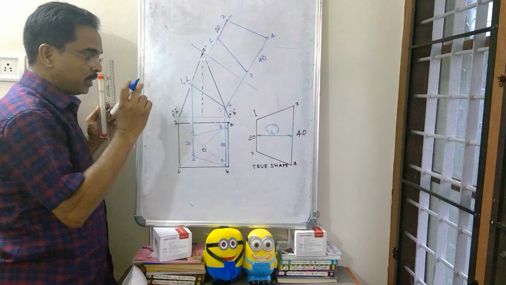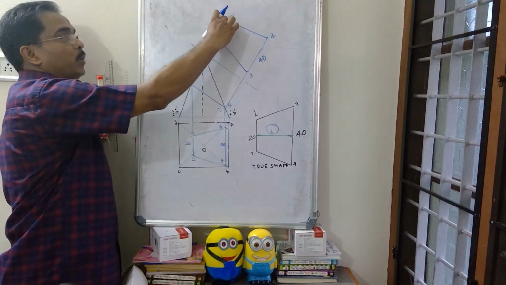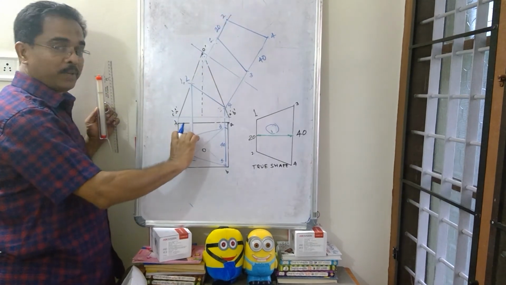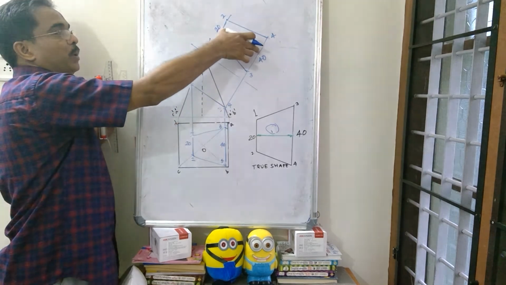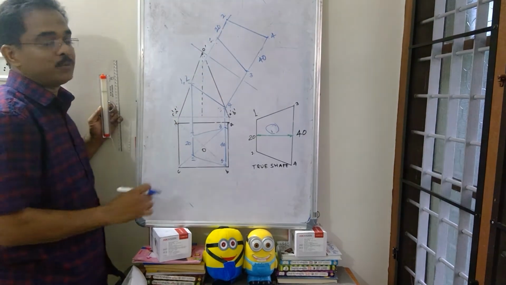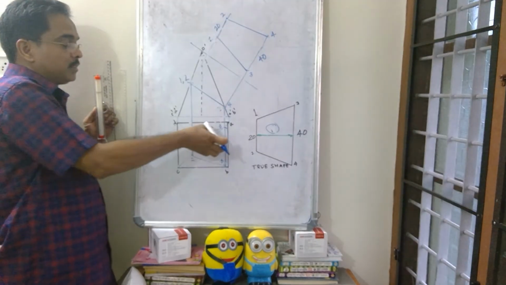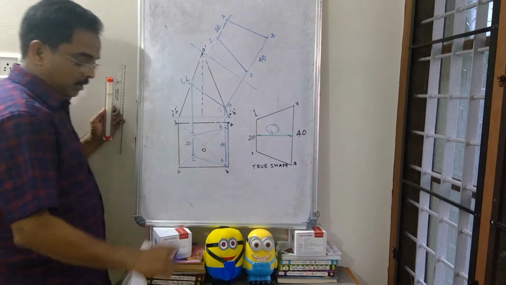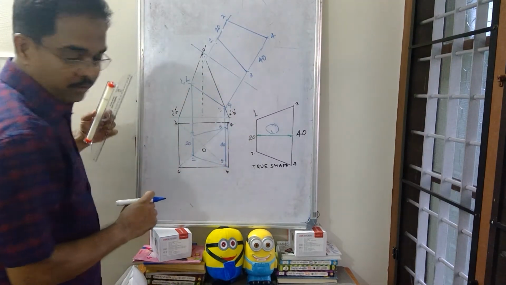So this is why I told you, whatever distance comes in the plan will be equal to the height, and whatever distance comes here will be exactly equal to the width of the true shape. The height of the true shape you get from the plan, and the width you get from the width of the cutting plane in the front view.